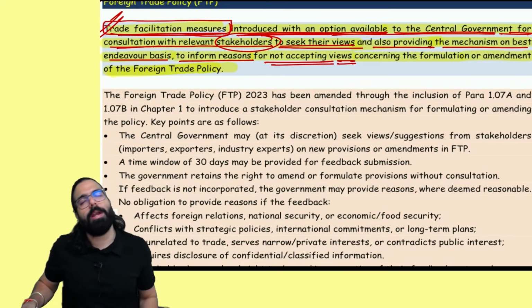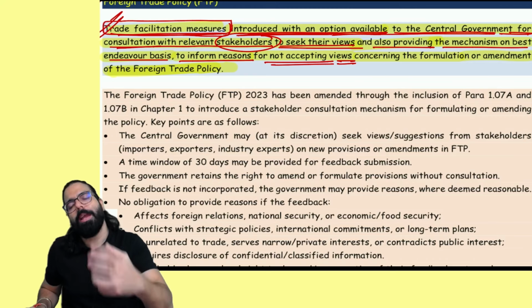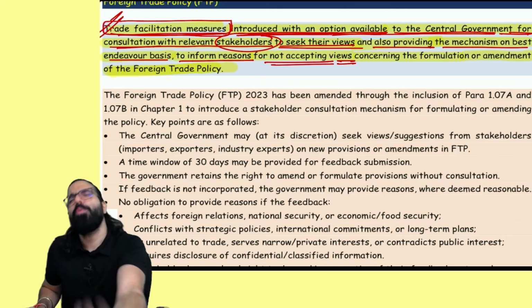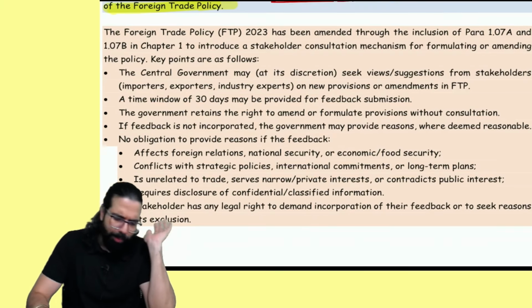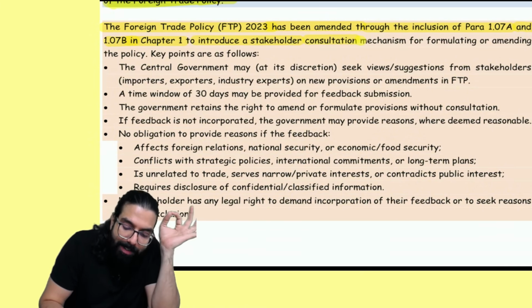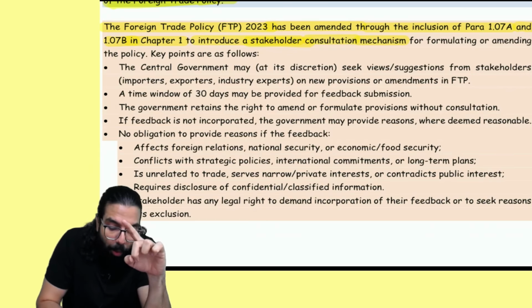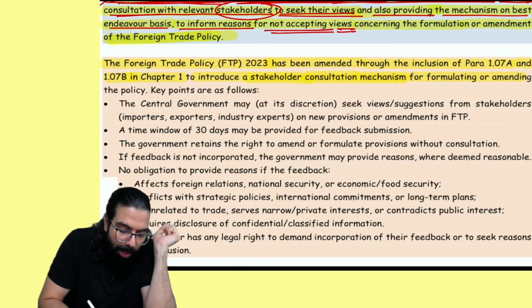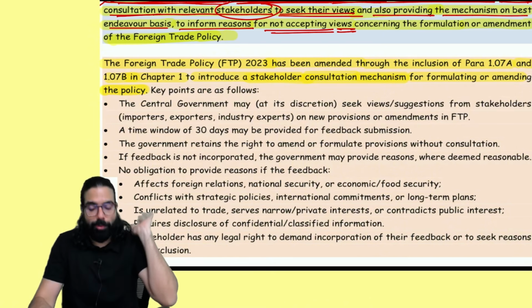So whenever government is formulating trade facilitation measures in the foreign trade policy, government can take the relevant stakeholders' views. Okay? And if government does not like their views or does not want to take them, government will not take them. The foreign trade policy has been amended through the inclusion of these two paragraphs in chapter number 1 to introduce a stakeholder consultation mechanism. Government in foreign trade policy has now introduced what, everyone? A stakeholder consultation mechanism for formulating or amending the policy. If government has to amend anything, it can take the relevant stakeholders' views.